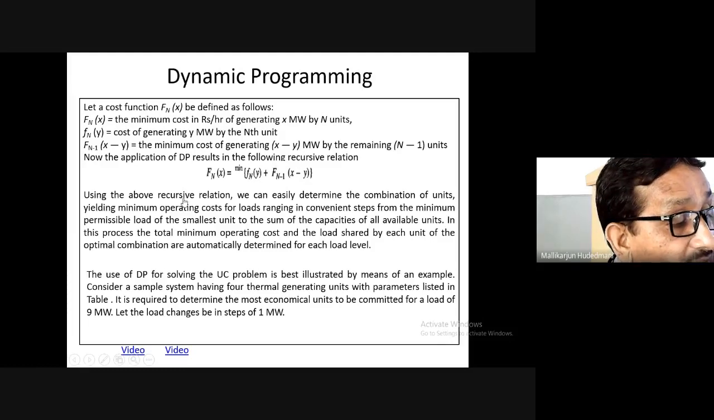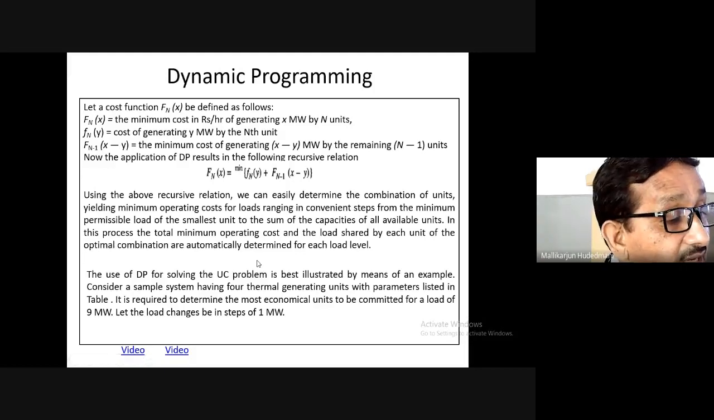So using the above recursive relation, we can easily determine the combination of units yielding minimum operating cost for loads ranging in convenient steps from minimum to maximum permissible. This is how the unit commitment mechanism works for your requirement.